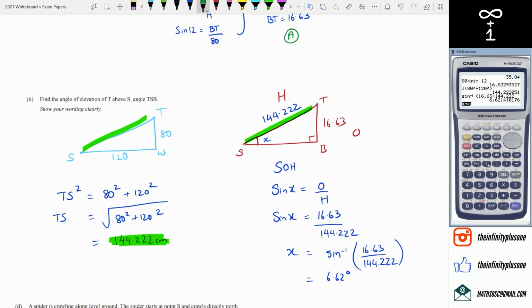Cool, guys. So grades wise, 6.62 degrees with enough working to confirm that this could be on the diagram gets you a merit. 144.222 gets you an achieved. Consider that angle S.